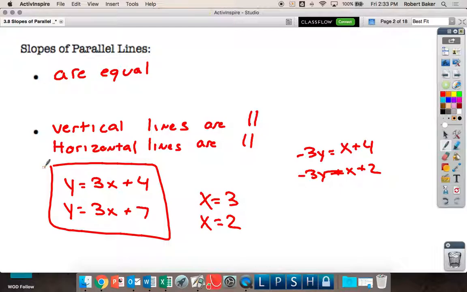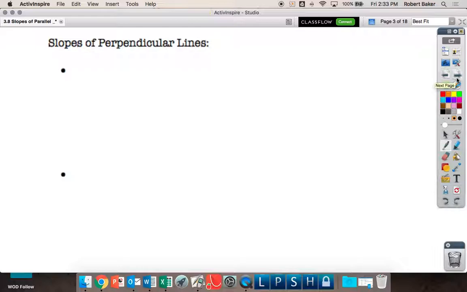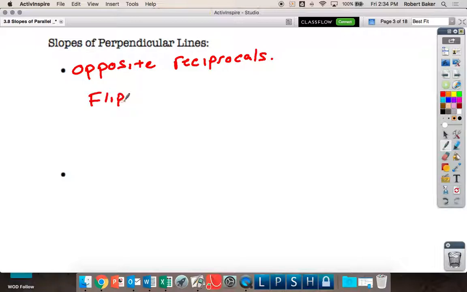Here's chunk two, perpendicular. Perpendicular lines are opposite reciprocals. And I do not like that word. Is anybody here, opposite reciprocals, and know what it is? Fractions. If y equals 4x, then the opposite reciprocal is y equals negative 1/4 x. Okay, I like to say flip it, change it. That makes more sense to me. It's a lot more fun to say, flip it, change it.